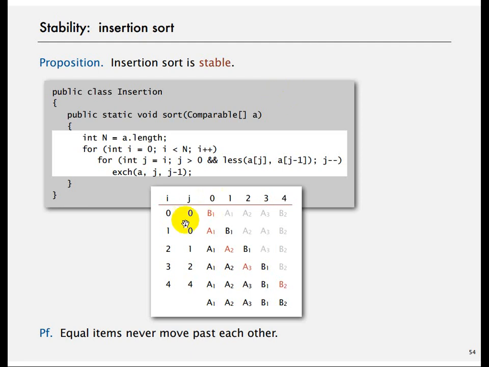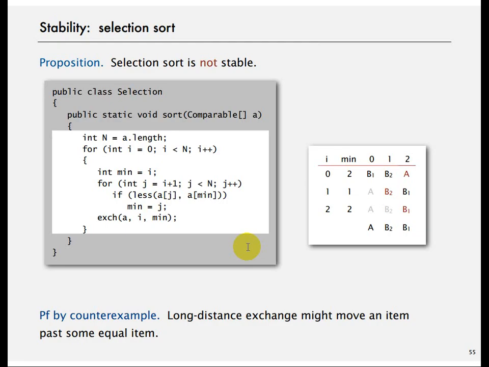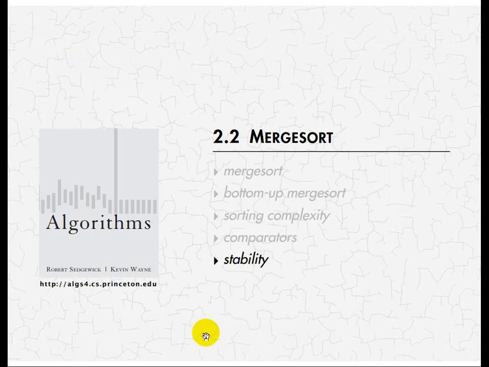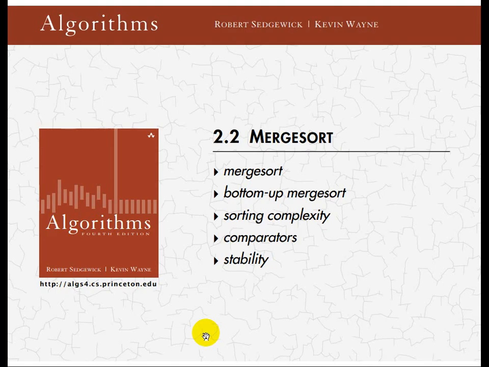Insertion sort, okay, so he just talks about insertion sort, what you are doing there versus selection sort. Okay, so this is the basic idea. A long distance exchange might move an item past some equal item. Okay, so that's pretty much it. Thanks.